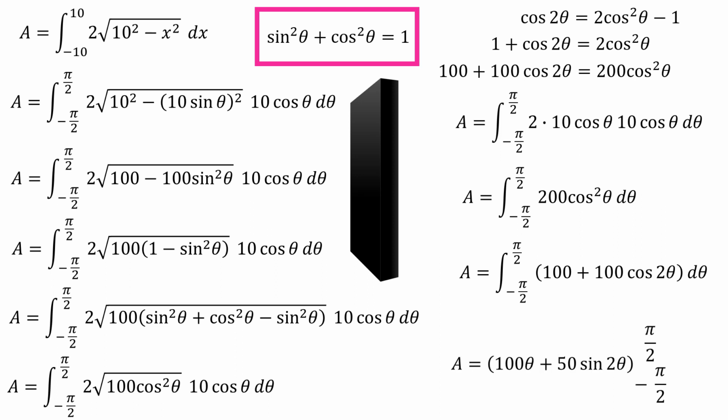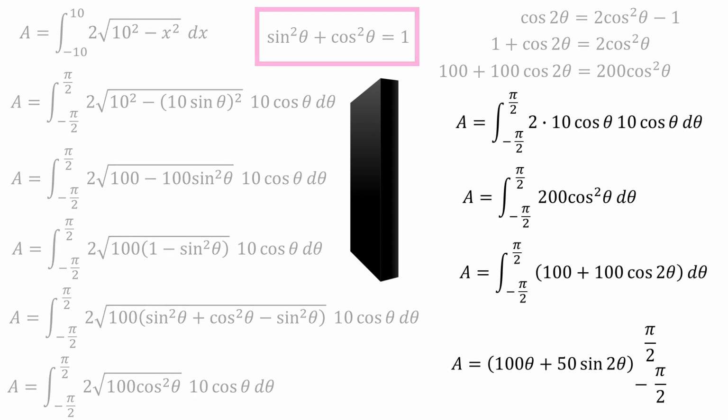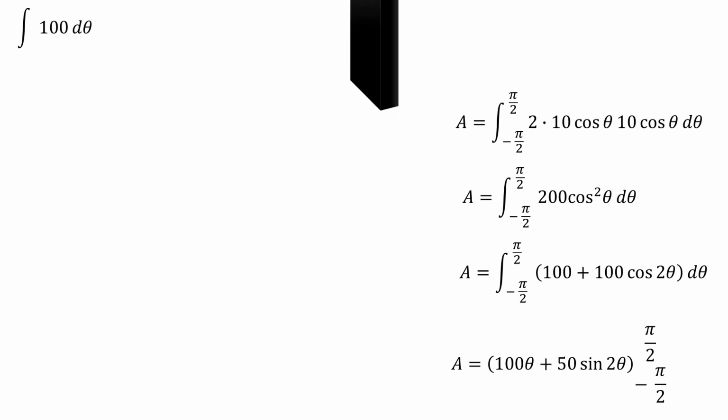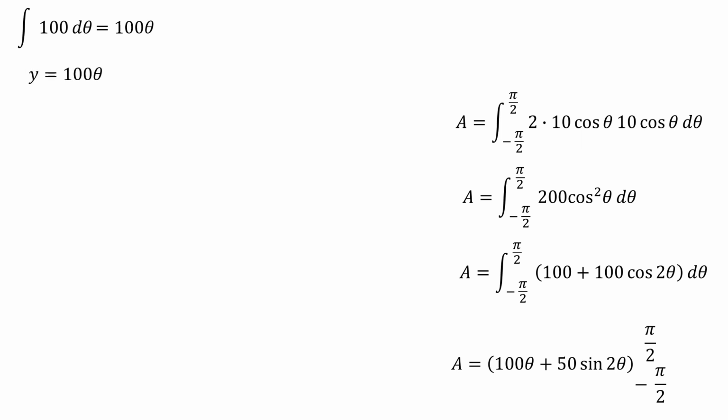When I integrate, it becomes 100 theta plus 50 sine of 2 theta. And we got to evaluate that at pi over 2 and negative pi over 2. Now, if you're wondering where all those pieces came from, if you just think about integrating the number 100, it must have been 100 theta, right? Because if y equals 100 theta, and I take the derivative, I get plain old 100.